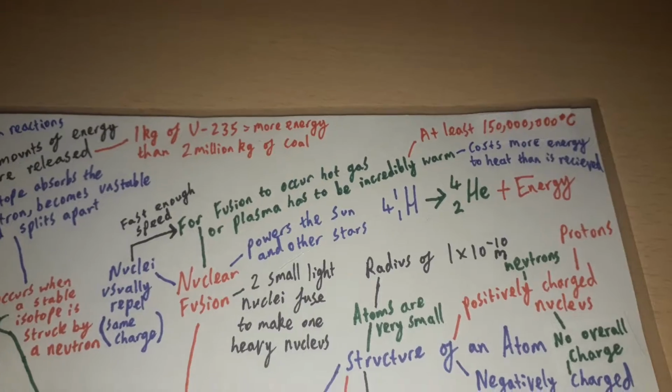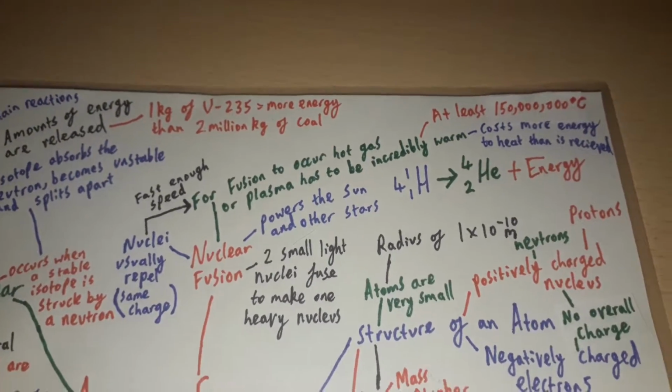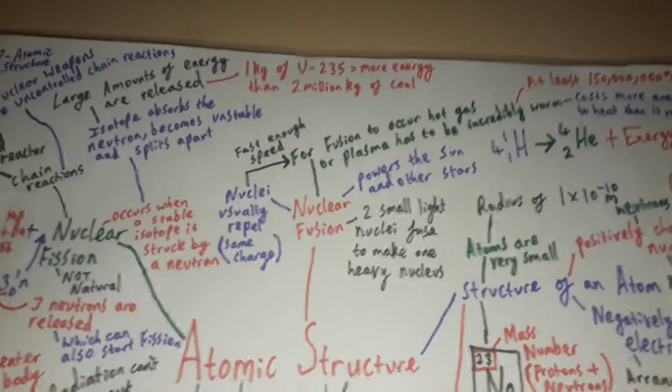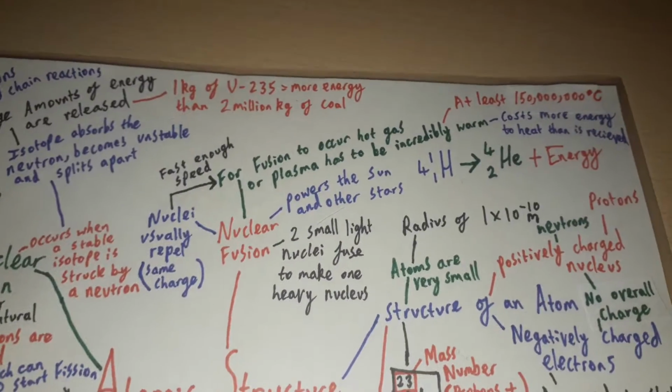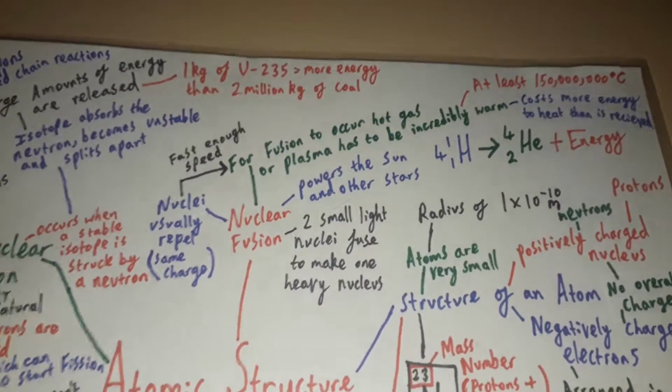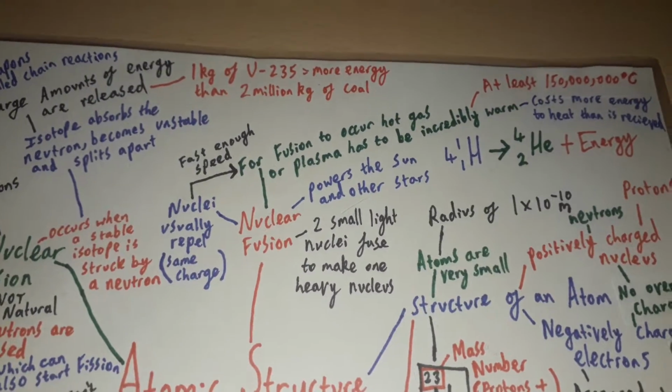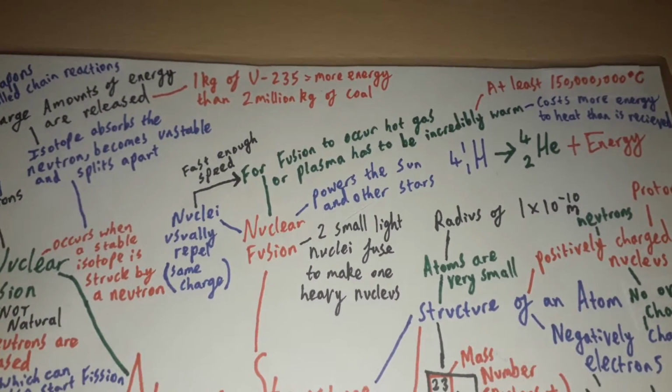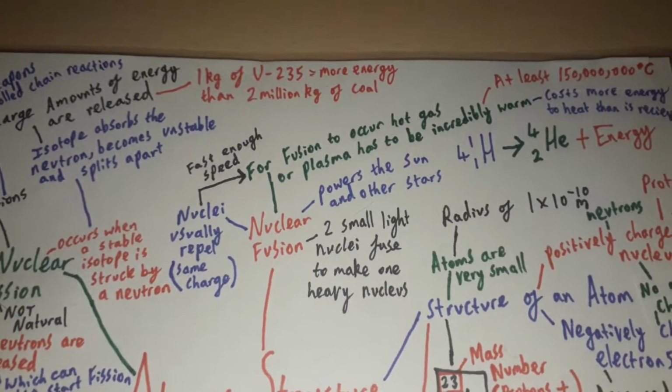And there's a reason why this has to be so warm. It's because the nuclei usually repel each other as they have the same charge. However, only if we have this much energy can we create a fast enough speed that no longer matters, and we basically break the laws that would stop them from joining together.